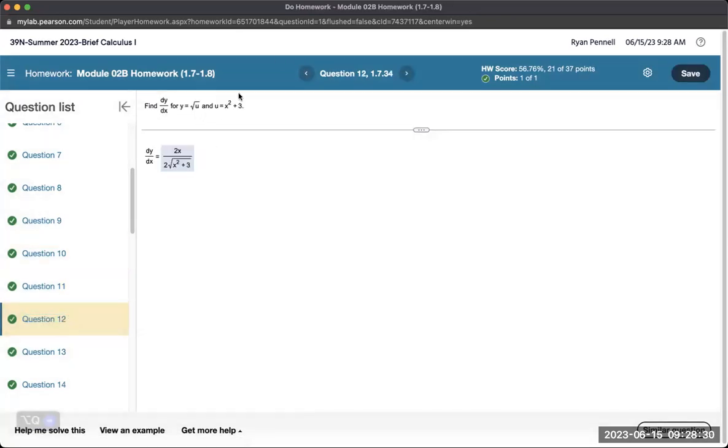All right, let's see what this one brings us. We have find dy/dx, we have u equals this, and y equals square root of u. Fair enough. So what does dy/du equal? Well, we've played with this a lot. u to the negative 1/2, and maybe I'll write this down just so I remember: 1 over 2 root u.